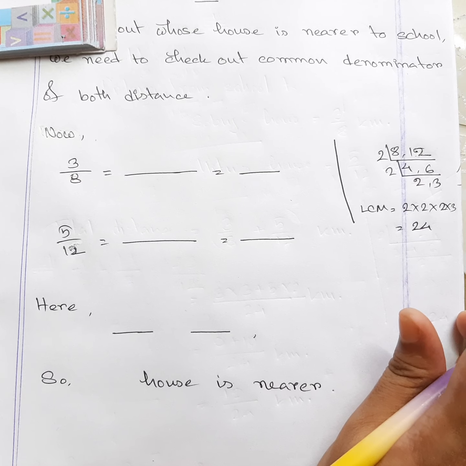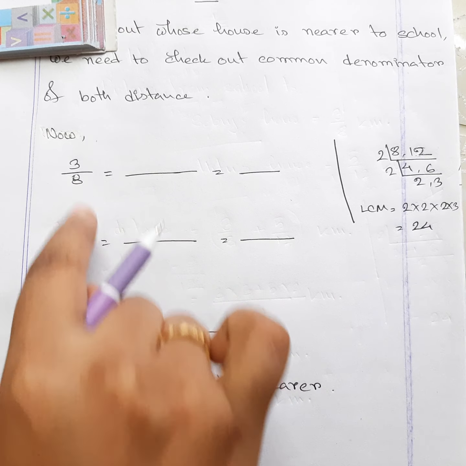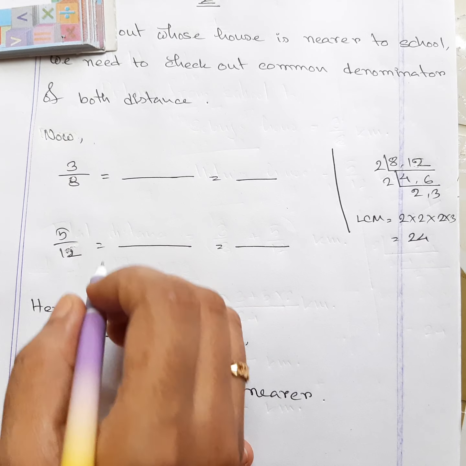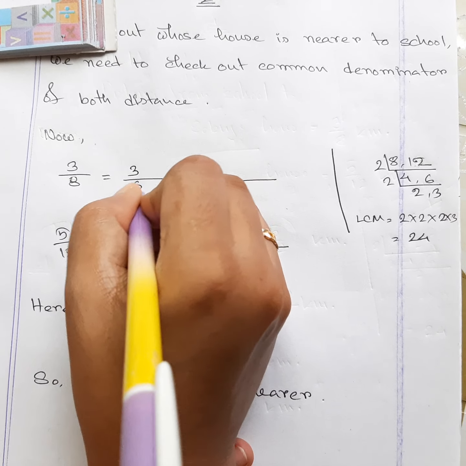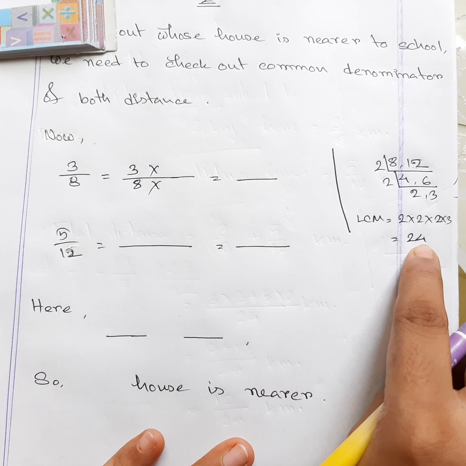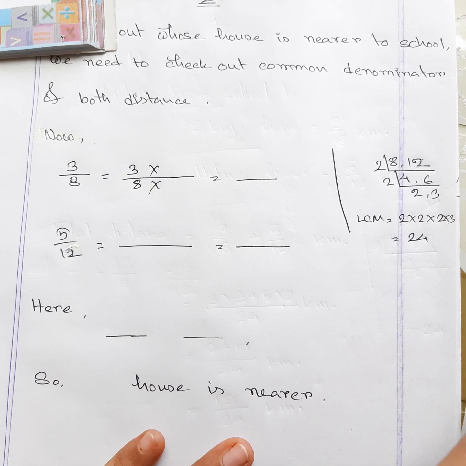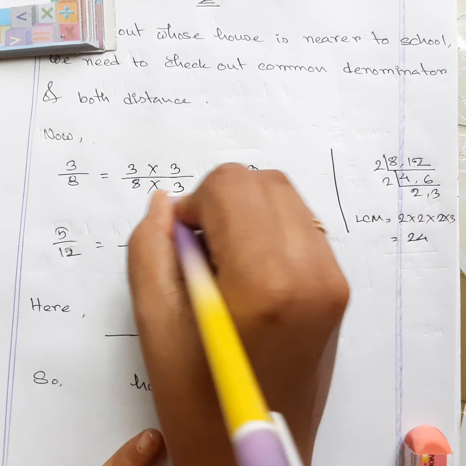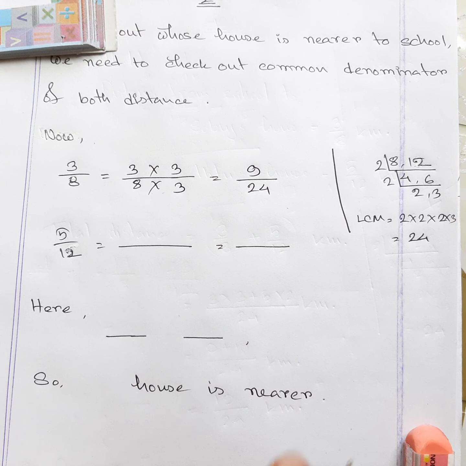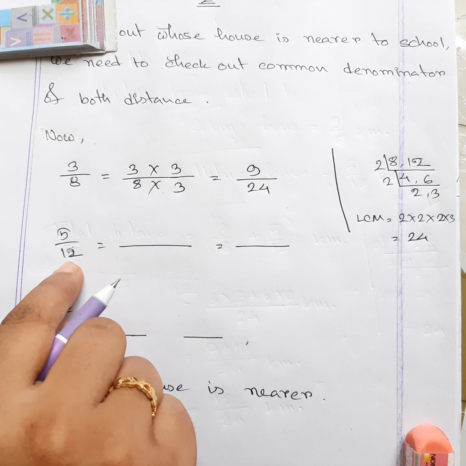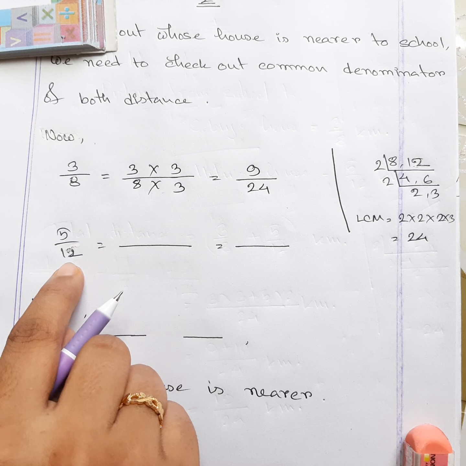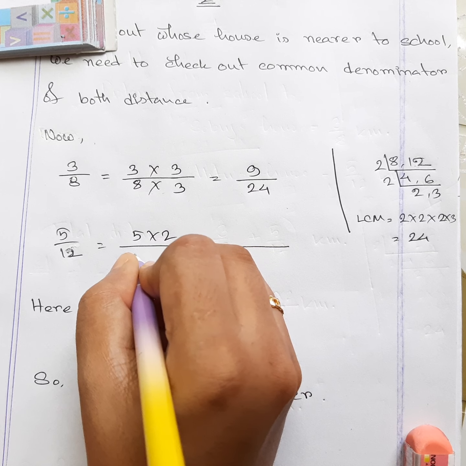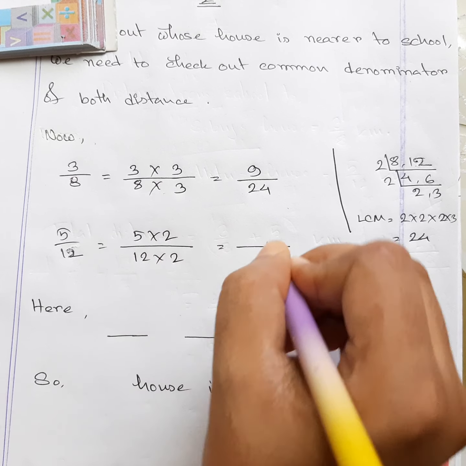Now, what we are going to do is divide our LCM with the denominators, and multiply the result with both the numerator and denominator of the same fraction. So I am writing down this one. Dividing 24 with 8 we get 3, and 3 is multiplied with both of them. 3 threes are 9 over 24. Again dividing 24 with the other fraction's denominator, which is 12, the result is 2. So we multiply 2 with both numerator and denominator.